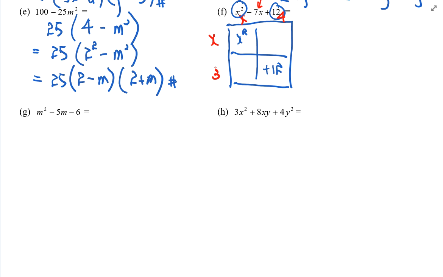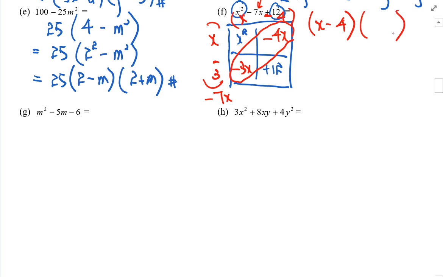However, I need a negative 7. If I just put in 4x and 3x inside here, this is not sufficient because they will sum up to a positive 7x, but I want negative. So I need to change this to a minus 4, minus 3. So this will be in the first bracket, this will be in the second bracket, and the diagonals will allow us to get a negative 7x. So write what you see on top of the box, x minus 4. Write what you see at the side of the box, x minus 3, and this will be your final answer.